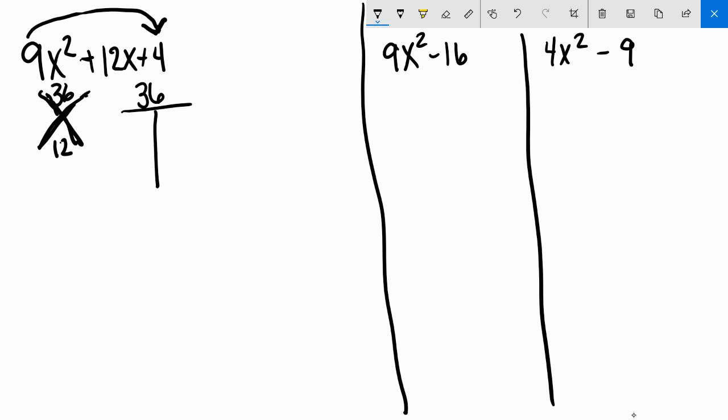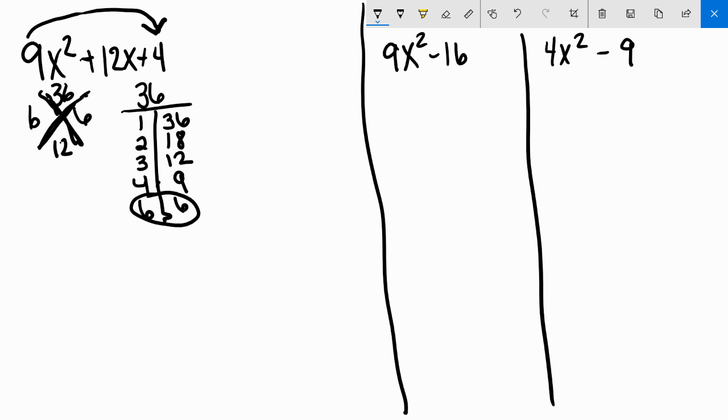Okay, so 36, we do 1 times 36. 36 divided by 2 is 18. 3 times 12 is 36. 4 times 9 is 36. And 6 times 6 is 36. Our doubles there tell us to stop. Okay, so we want factors that are going to add up to 12. And if we look across in our table here, that 6 plus 6 adds to 12.